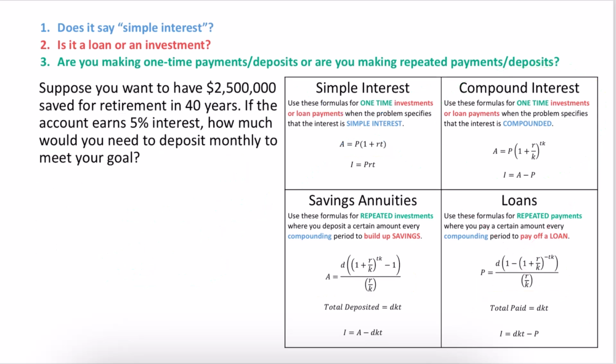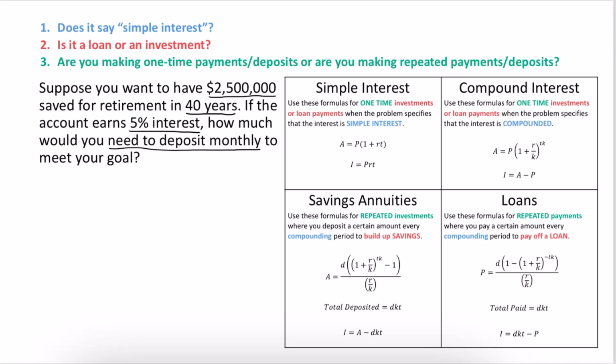So let's go ahead and do another example here. I'm going to identify my variables as I read through the problem, and then I'm going to use the questions to figure out which formula to use. So in this problem, it says, suppose you want to have $2.5 million saved for retirement in 40 years, and if the account earns 5% interest, how much would you need to deposit monthly in order to meet your goal?